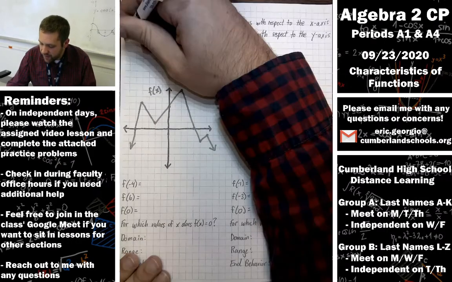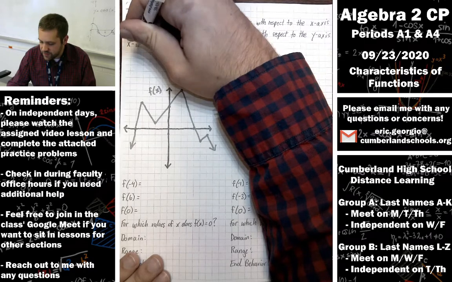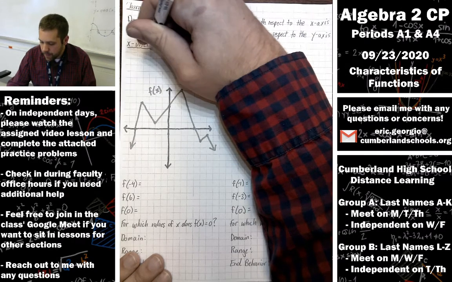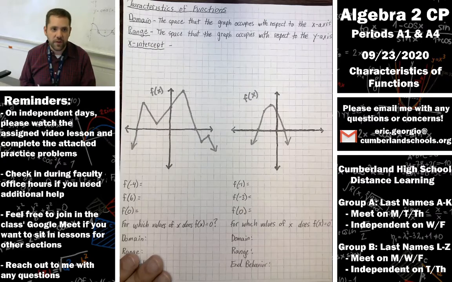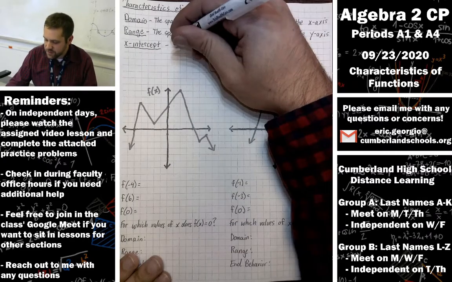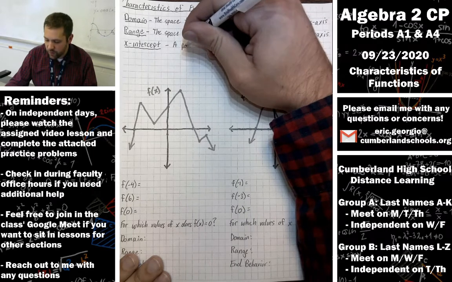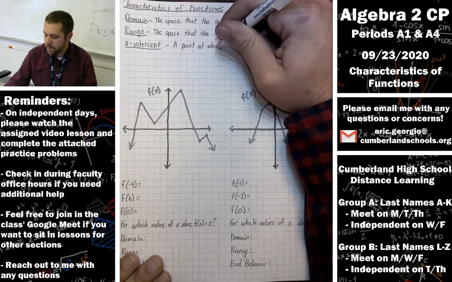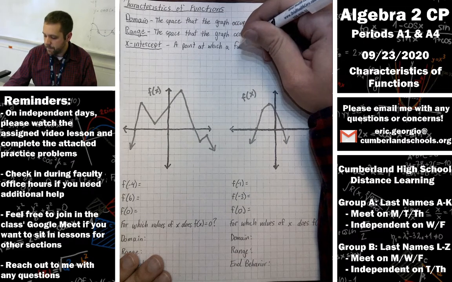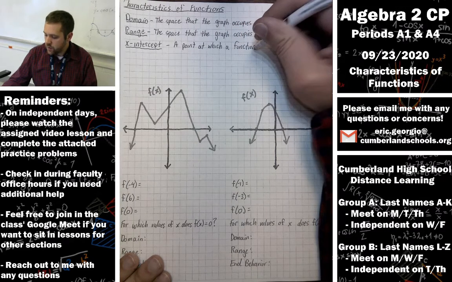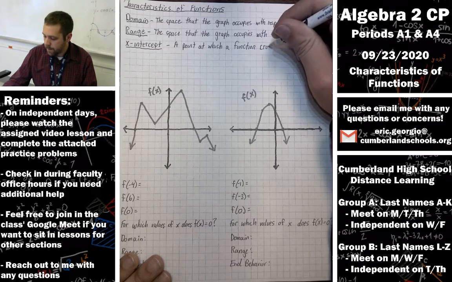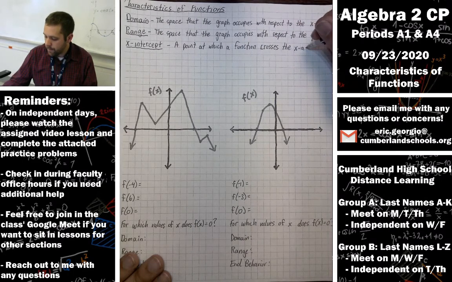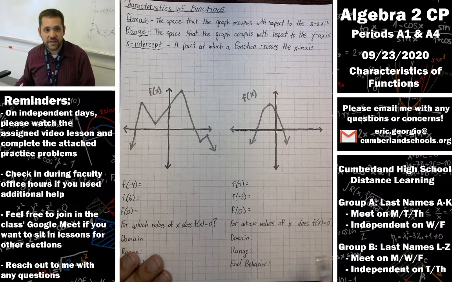We can identify the x-intercepts. That's a word that we've just used, but I will officially define it for you now. The x-intercept is, of course, a point, there could be more than one, at which a function crosses the x-axis. That's known as an x-intercept.